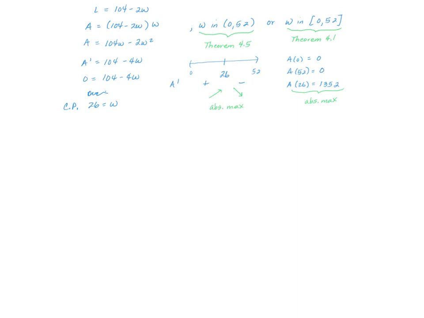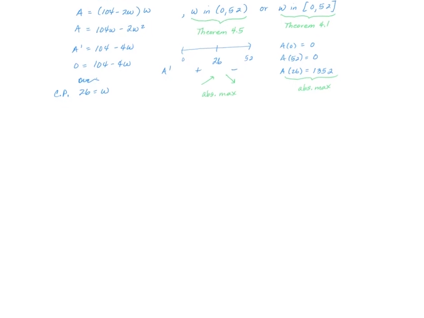In this particular problem, we're not supposed to find the width and the length that gives us the largest area. We're actually supposed to find the largest area. Well, using that closed interval, I've already found the largest area. It's 1,352. So the largest area is 1,352 square feet.